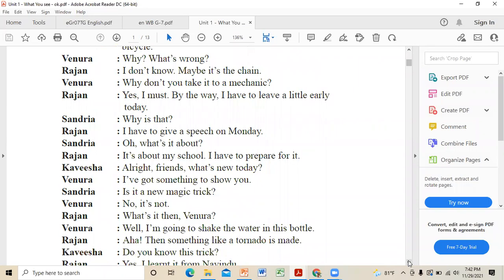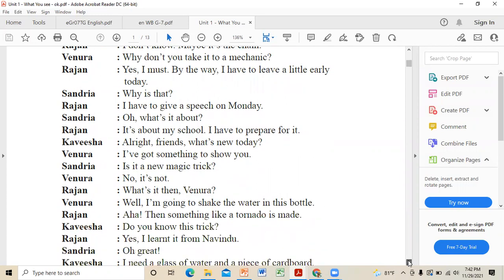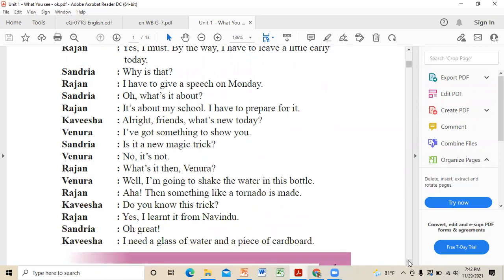Well, I'm gonna shake the water in this bottle. Aha, then something like a tornado is made. Do you know this trick? Yes, I learned it from Navindu. Oh, great. I need a glass of water and a piece of cardboard.